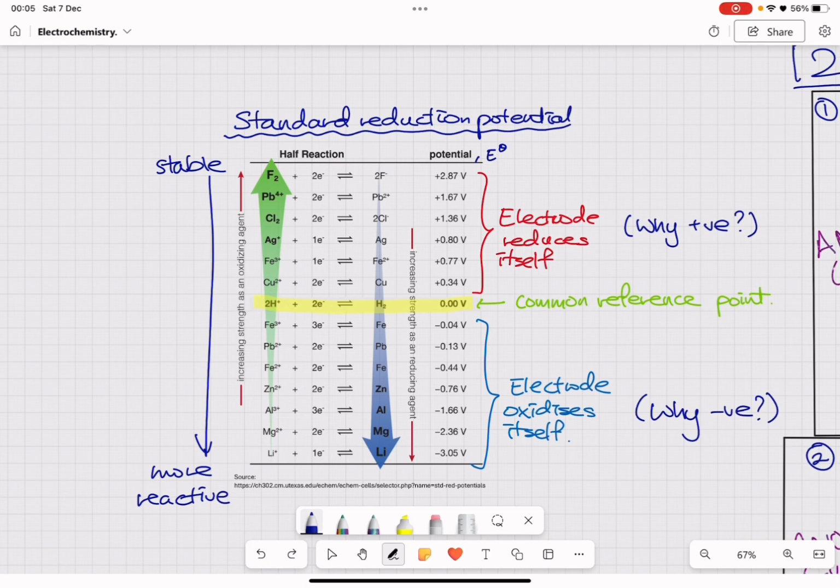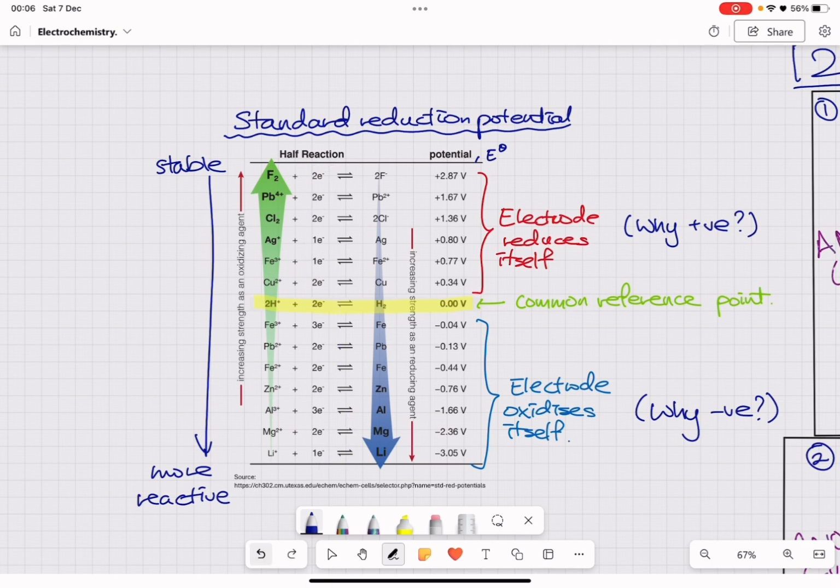the standard reduction potential, also called the standard electrode potential. This is represented by the table I have over here. Why is it called the standard reduction potential, you may ask? Well, this is because if you look at the table, they only contain half equations that are reduction reactions, because reduction is gain of electrons, and you see all of those reactions, they gain electrons.